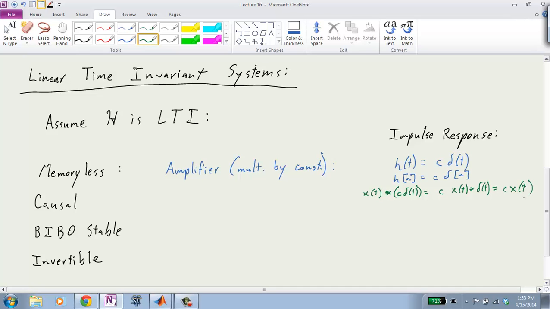So there we go. If it has this impulse response, it will scale. The important thing is this is the only memoryless LTI system. Okay, this will make more sense, I think, as we talk about causal.